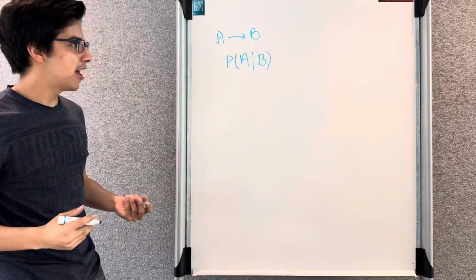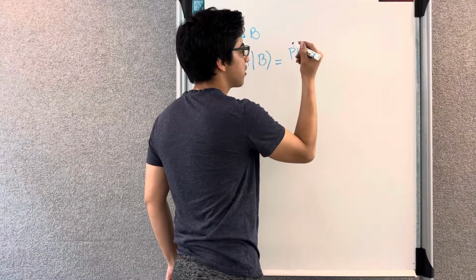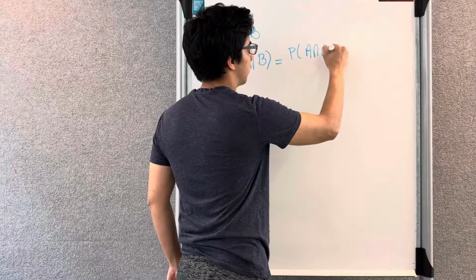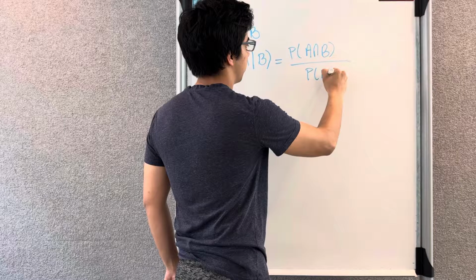So there is an equation given for this, which is the probability of the intersection of A and B over the probability of B.